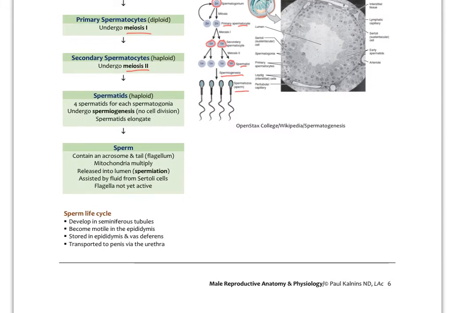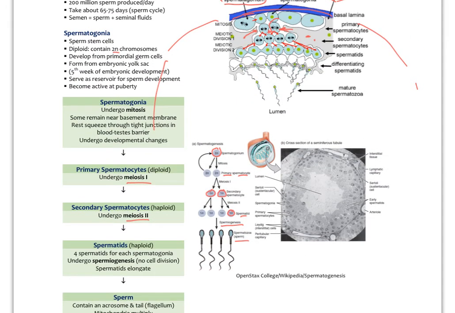This is all happening again in the seminiferous tubules. Once they are secreted into the seminiferous tubules, they'll actually move their way into the epididymis. And in the epididymis, the sperm actually become motile. So their tails will start to wag. They can be stored in the epididymis and the vas deferens. And then they're transported into the penis via emission and then ejaculation out of the urethra. So we'll look at those processes coming up here. So that's the overview of the process of spermatogenesis.